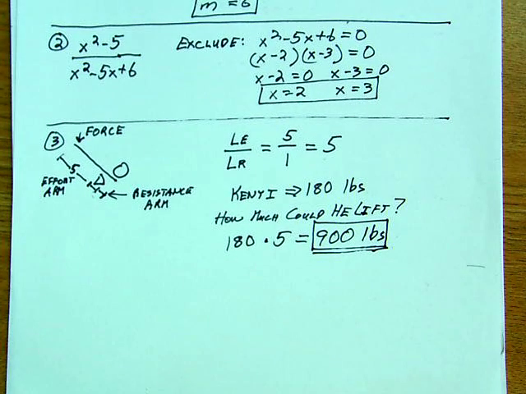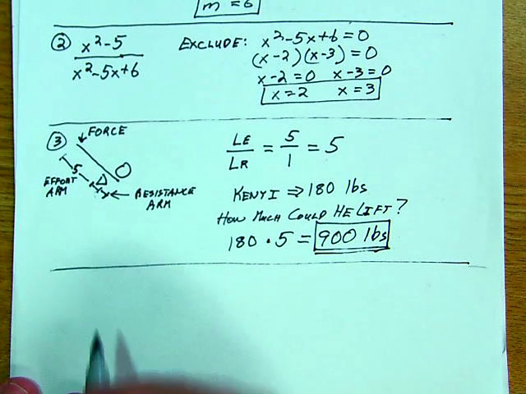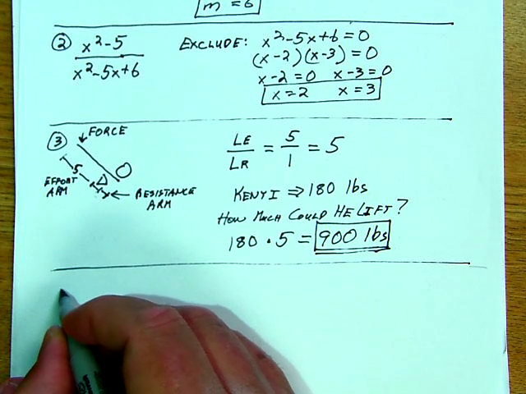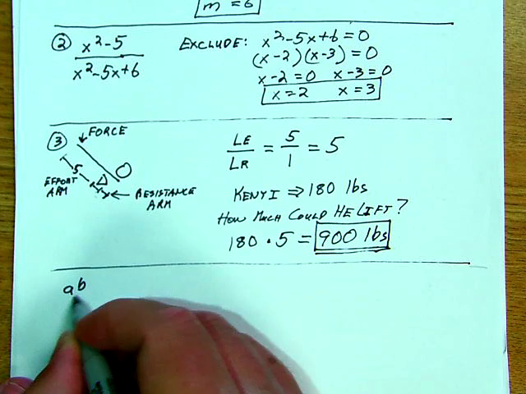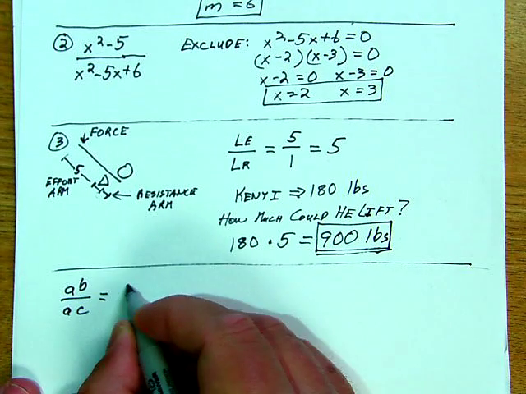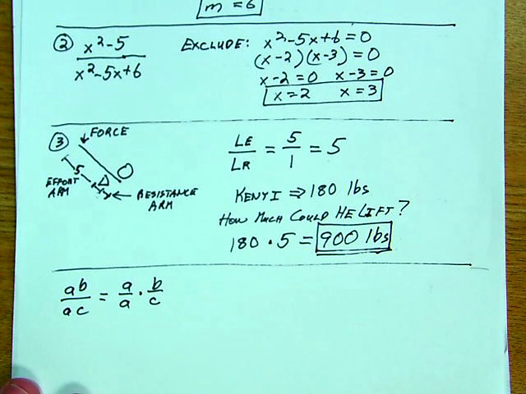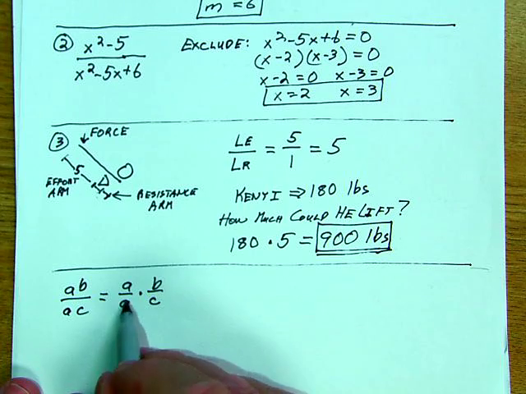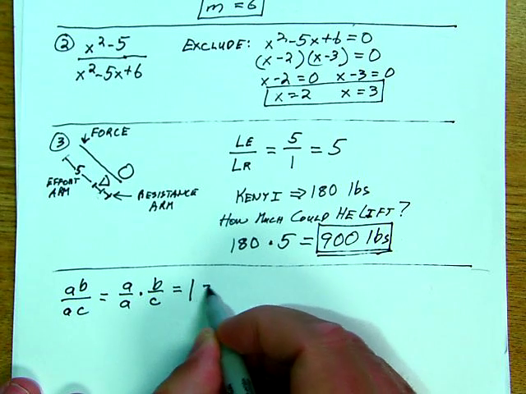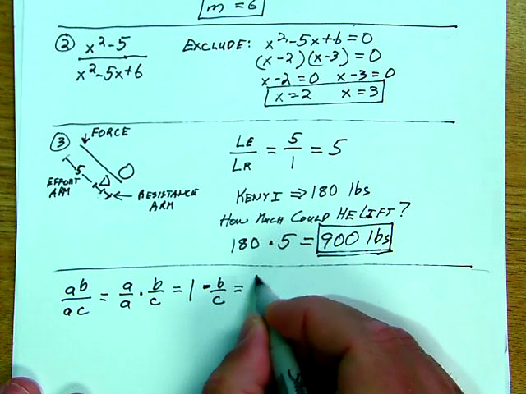Now let's take a look at example 4, the next example. But before we get into that, I want to talk a little bit about simplifying rational expressions in general. If I have AB over AC, I could rewrite that as all the A's together: A over A times B over C. A over A is really just 1, times B over C, which is B over C.